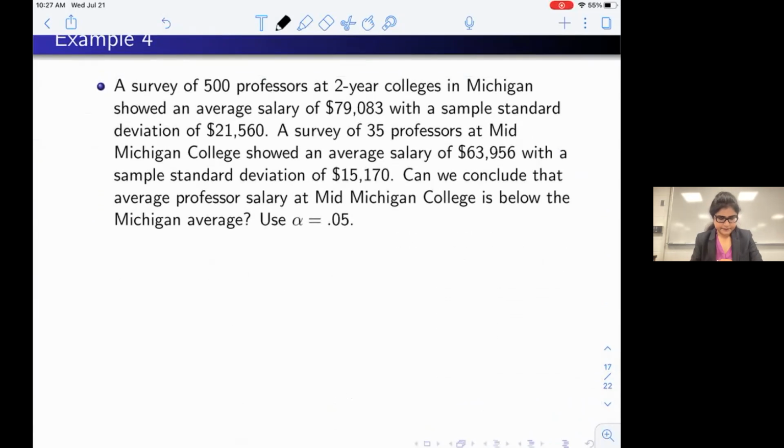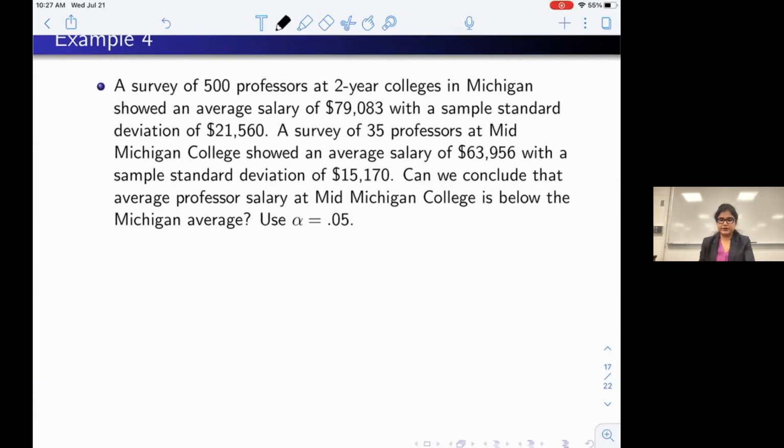In the next example, a survey of 500 professors at two-year colleges in Michigan showed an average salary of $79,083 with a sample standard deviation of 21,560. A survey of 35 professors at Mid-Michigan College showed an average salary of $63,956 with a sample standard deviation of 15,170. Can we conclude that the average professor salary at Mid-Michigan College is below the average salary for 2-year Michigan colleges on average? So use alpha, which is 0.05.